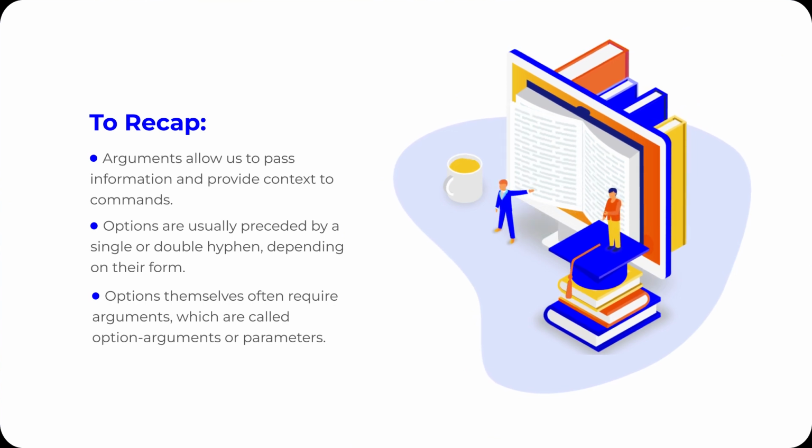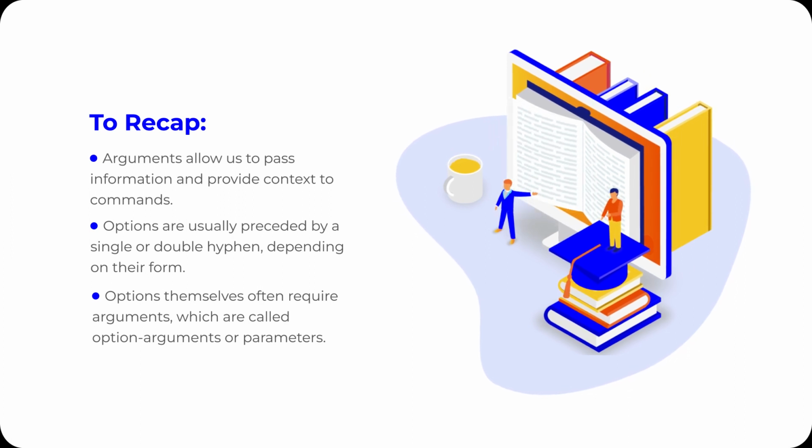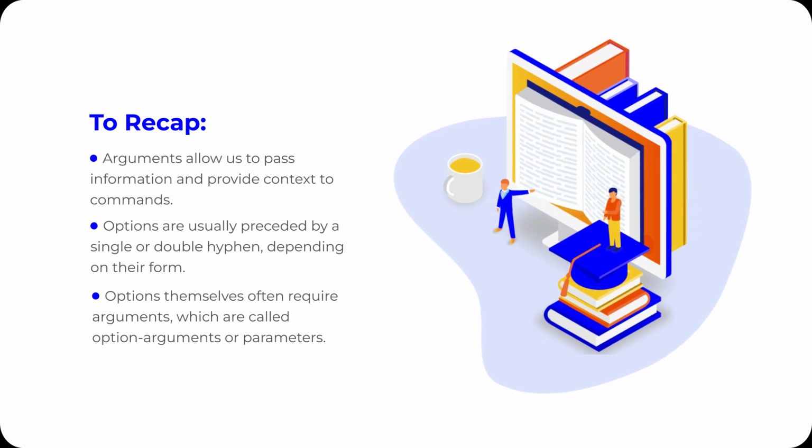Arguments allow us to pass information and provide context to commands. Some commands require them in order to function, while others do not. Options can also be used to modify the behavior of a command. But unlike arguments, they're usually preceded by a single or double hyphen, depending on their form. Options themselves often require arguments, which are called option arguments or parameters.